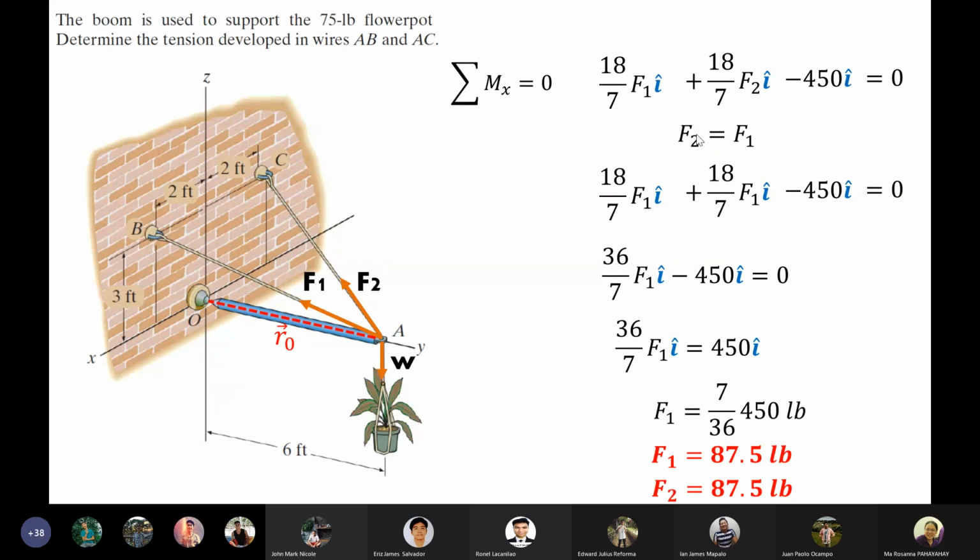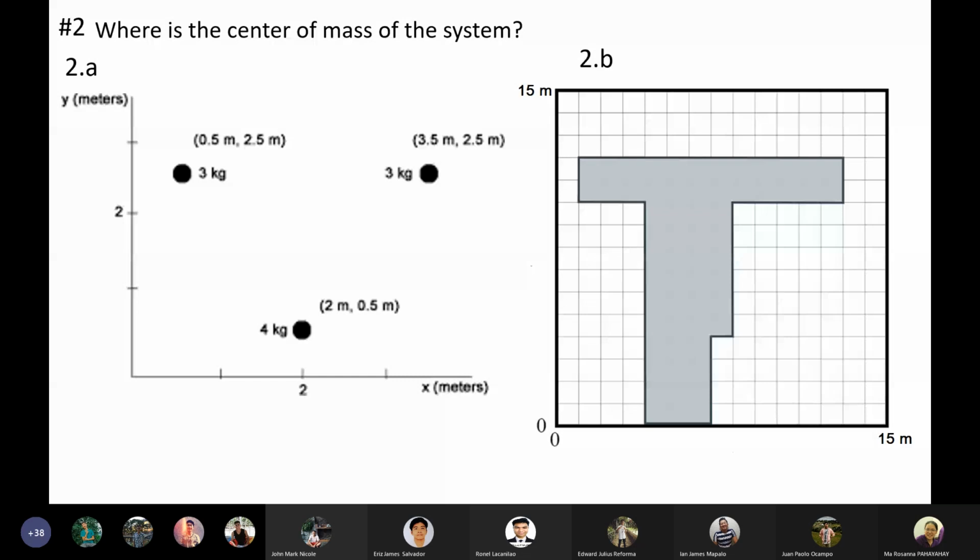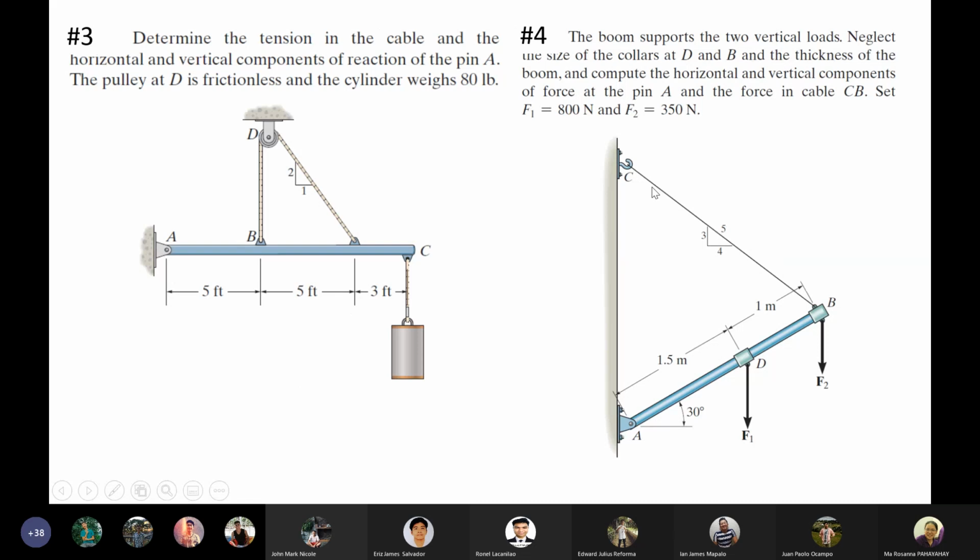Okay. So, I will now end the meeting, and ang sit work nyo is, kailangan nyo itong sagutan lahat. So, you have here the number 1, the crane problem again. So, that is number 1. This is number 2. So, dalawa. So, this is your sit work number 2. This is your sit work number 3.